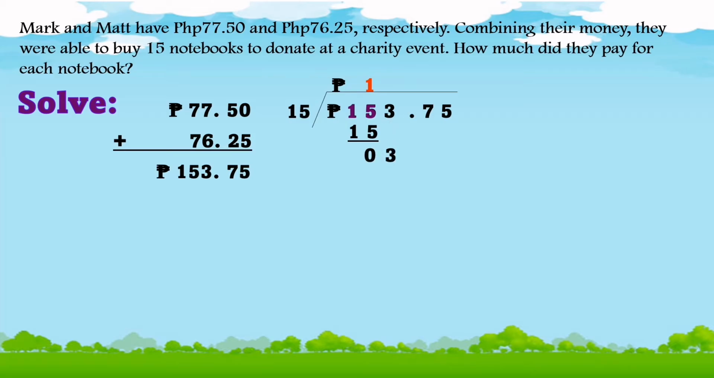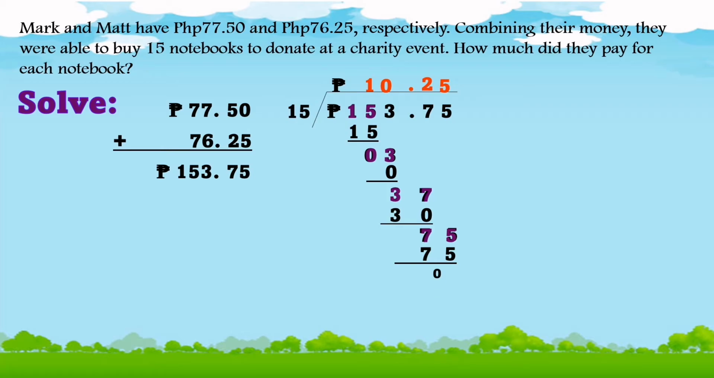Bring down 3. 3 divided by 15 cannot be, but we still have to write 0 on top of 3. 0 times 15 is 0. 3 minus 0 equals 3. Bring down 7. 37 divided by 15 equals 2. Of course, we still have to write decimal on top of the decimal. 2 times 15 equals 30. 37 minus 30 equals 7. Bring down 5. 75 divided by 15 equals 5. 5 times 15 equals 75, and 75 minus 75 equals 0.